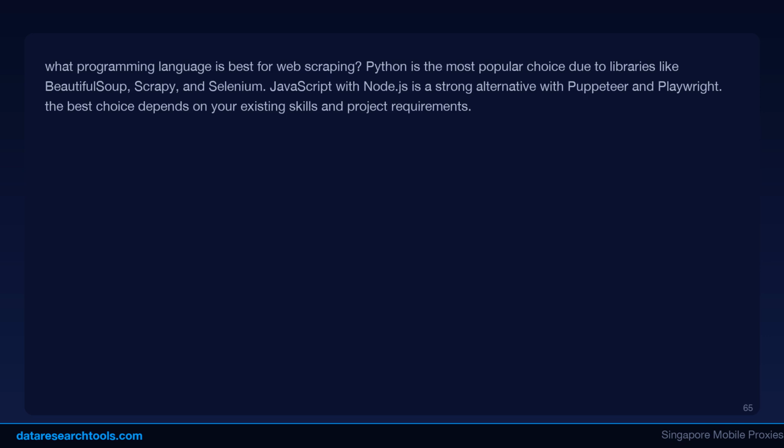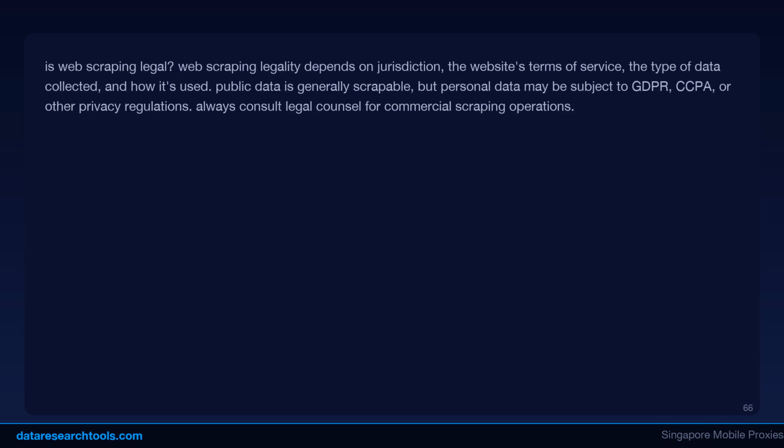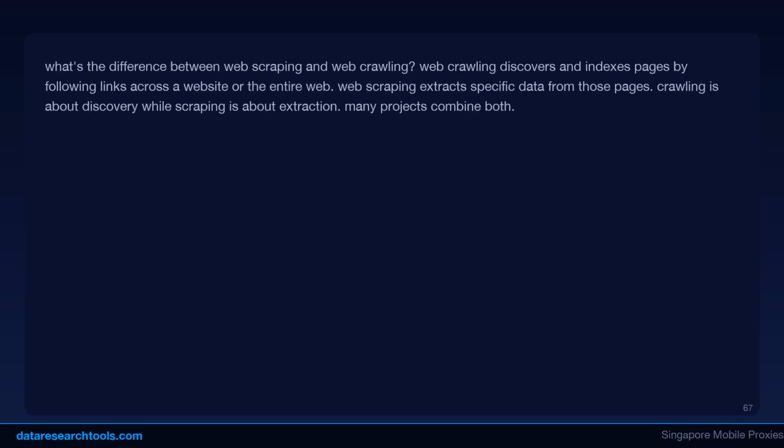What's the difference between web scraping and web crawling? Web crawling discovers and indexes pages by following links across a website or the entire web. Web scraping extracts specific data from those pages. Crawling is about discovery, while scraping is about extraction. Many projects combine both.